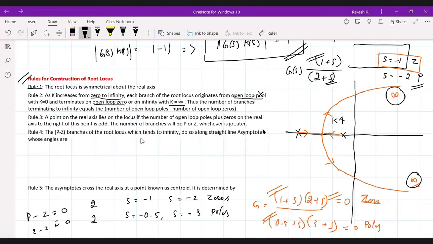In some questions, we'll have only the value of k and no numerator, so the number of zeros will be 0. Then P minus Z is 2, which means two branches will be terminating at infinity. In some questions, we will have a numerator, where the numerator is 1 plus s.